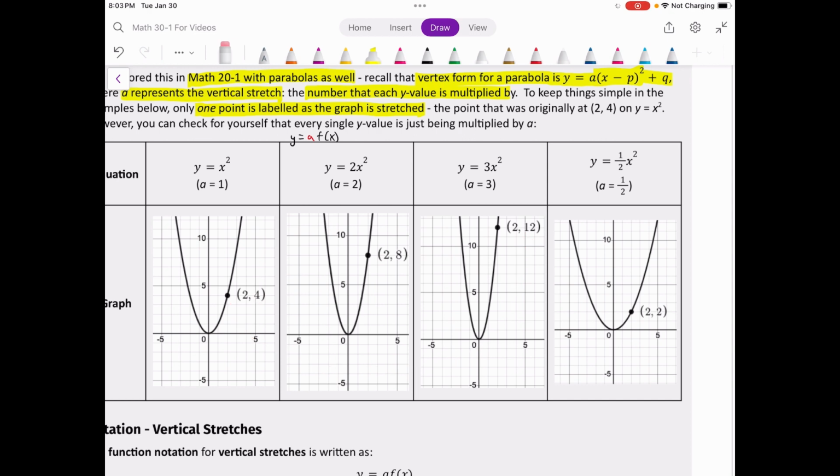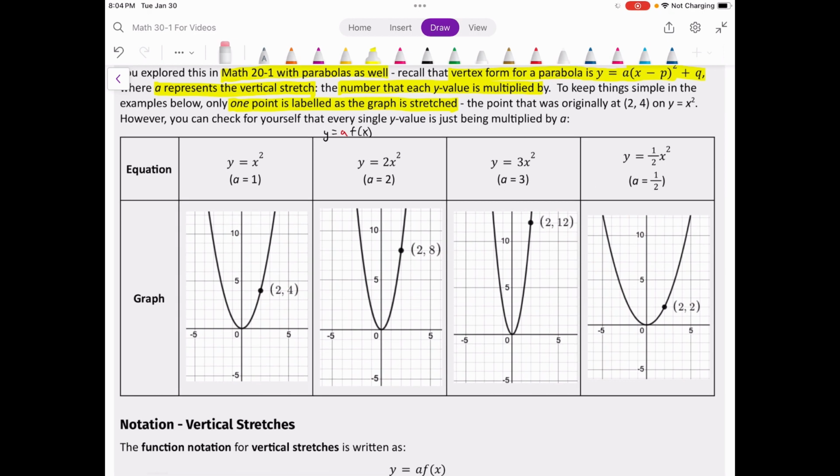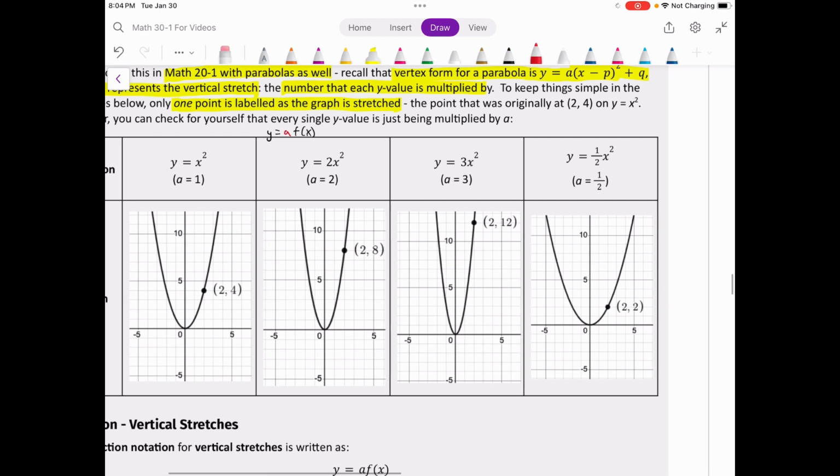Again, I only labeled 1 point to keep things simple, but check for yourself. Look, when x was 1, y used to be 1. Now when x is 1, y is 3. It's 3 times higher. Every y has been multiplied by 3, right? Over here, when x was negative 2, y was 4. Now, when x is negative 2, y is 12, right? 3 times higher.